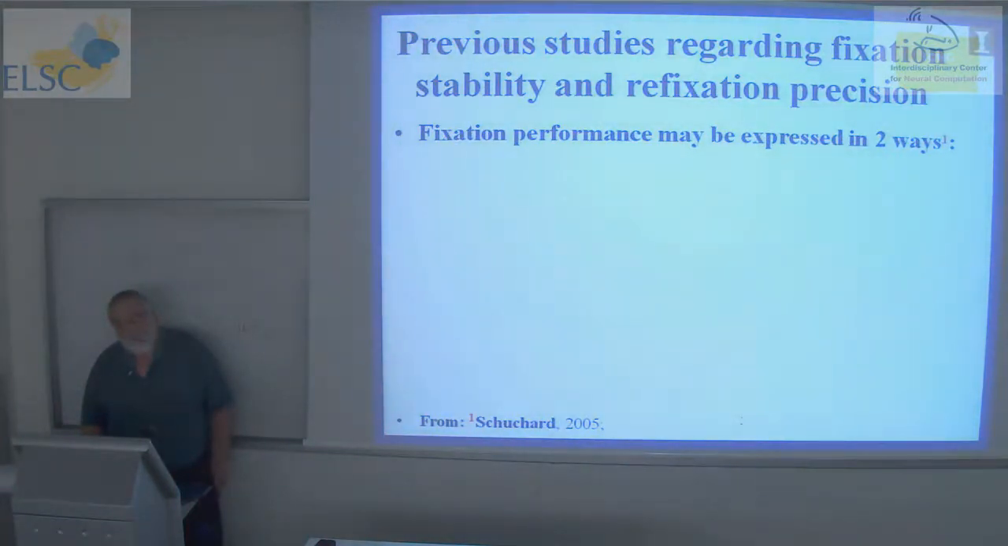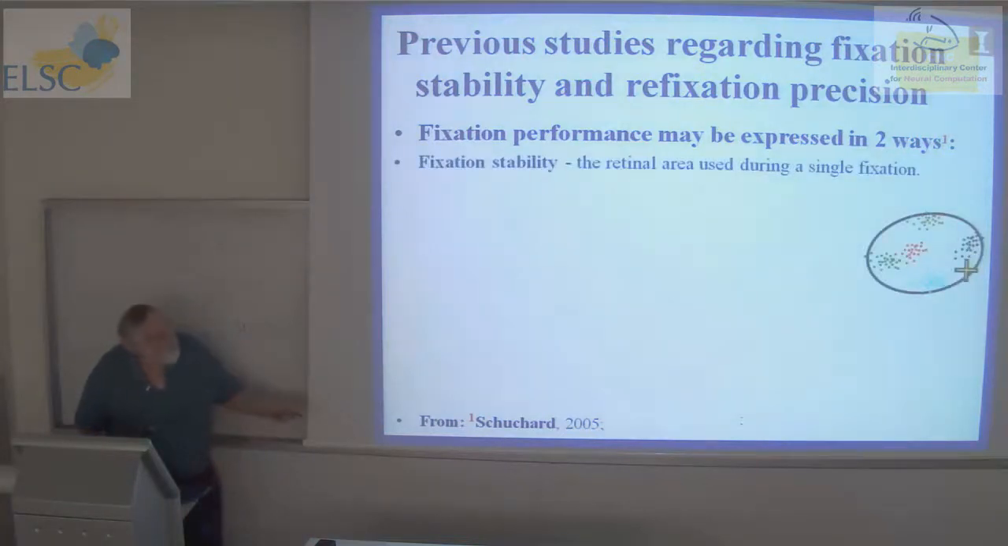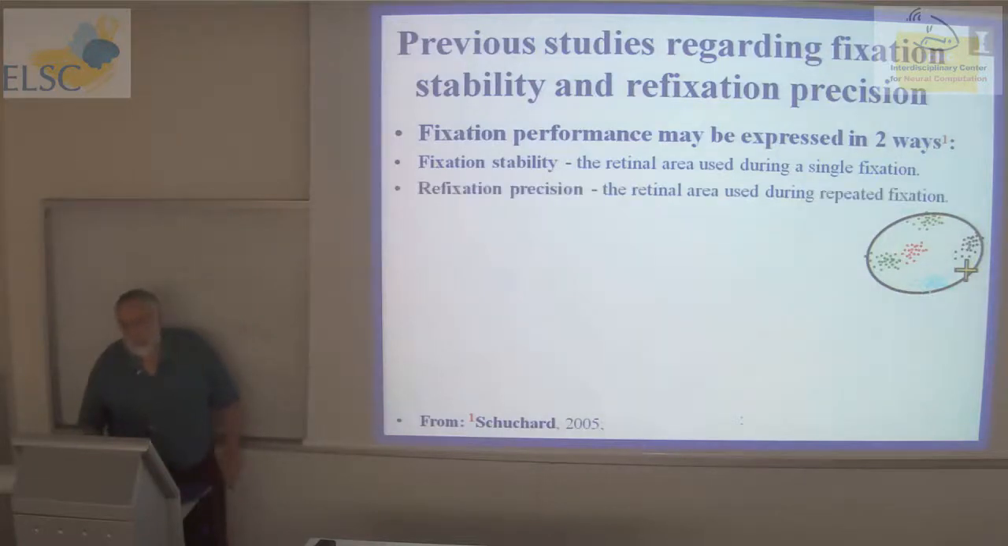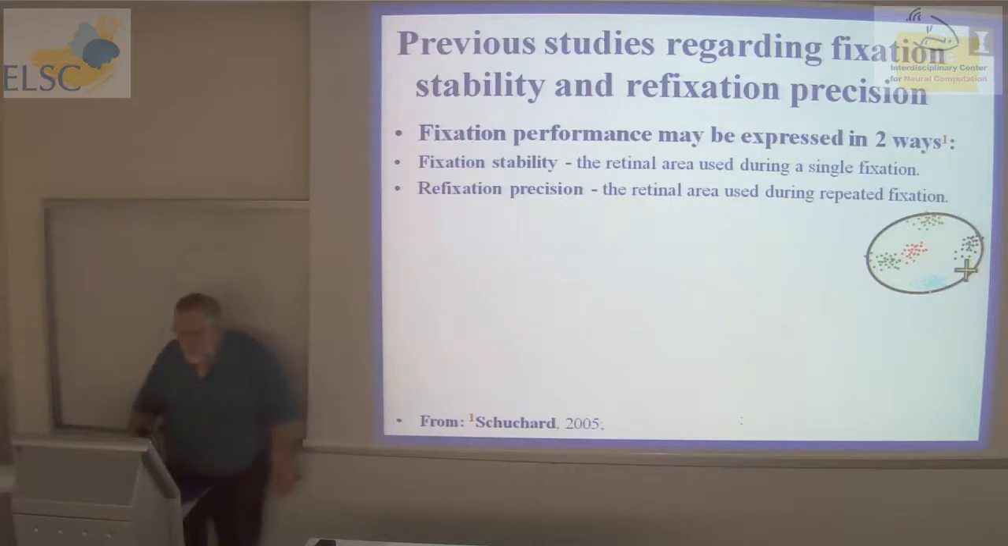So fixation performance technically can be expressed in two ways. One way is the distribution of the retinal area used during a single fixation. This is each one of the different colors of dots. And the other one is refixation precision, the retinal area used during repeated fixation. When we come back to the same area, how big is the area that we use in order to return to the same place?